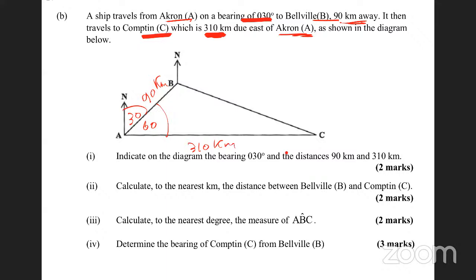You're okay with that? So what type of triangle is this? Right angle or non-right angle? Non-right angle. What do we have? Two lengths and the angle in the middle. So which rule are we going to use to find BC? Cosine rule. Go ahead, and then we'll find the angle after. They want you to find B to C first.